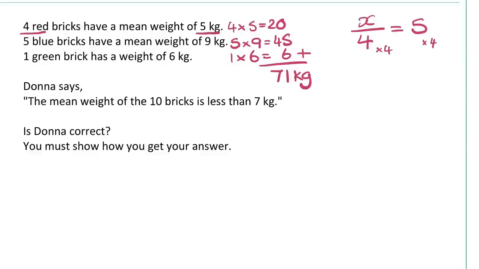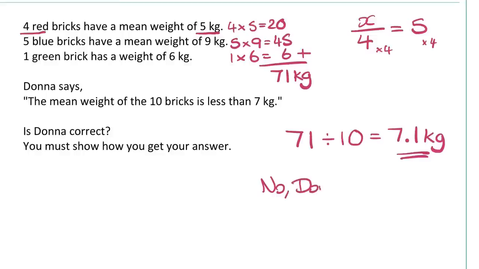It says here, Donna says, the mean weight of the 10 bricks is less than 7. Well, to work out the mean of the 10 bricks, we would get the total weight, 71, divided by how many bricks there are, which is nice because it's 10. And that means our mean is 7.1 kilograms. So that mean is actually greater than 7. And Donna said it's less than 7. So is Donna correct? We just say no, Donna is not correct.